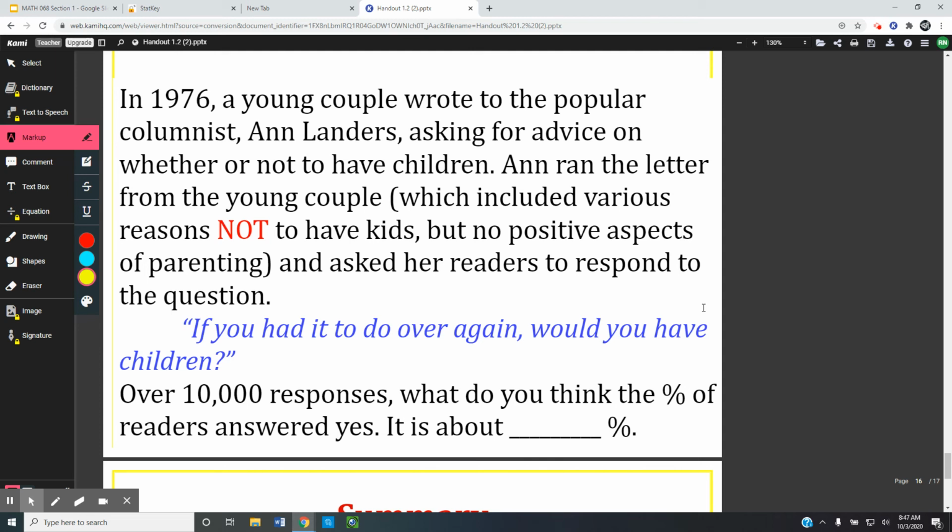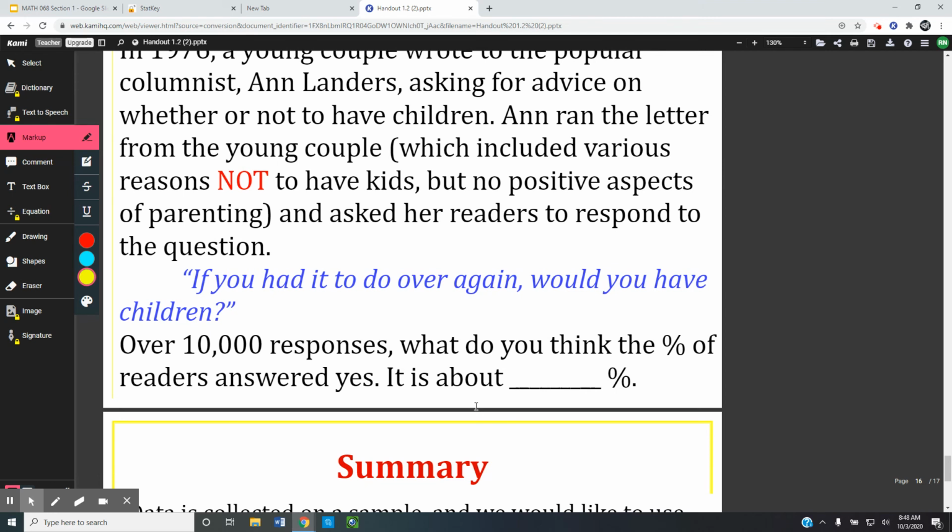Ann Landers put in her column a request for advice on whether or not to have children. Ann ran a letter from a young couple, which included various reasons not to have kids but no positive aspects of parenting, and asked her readers to respond. So she wrote an article and said, please write in and tell me what you think: if you had to do it over again, would you have children? Over 10,000 responses came in. Some people answered yes and some answered no.